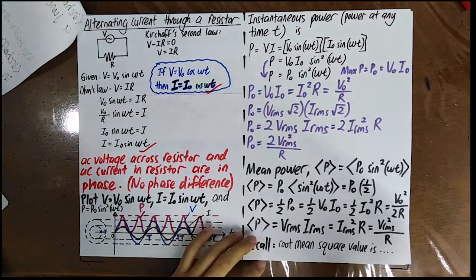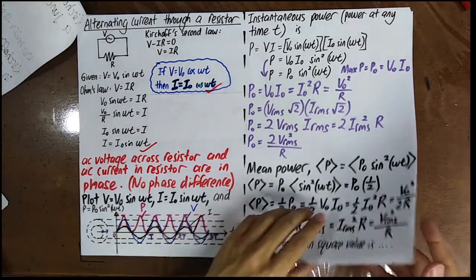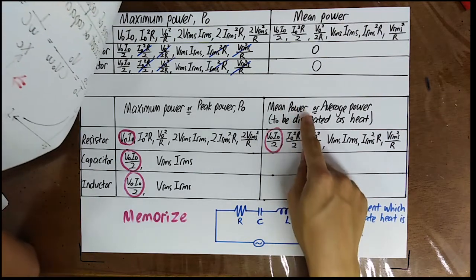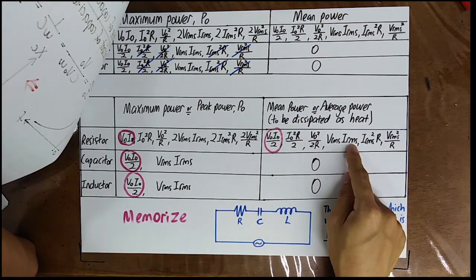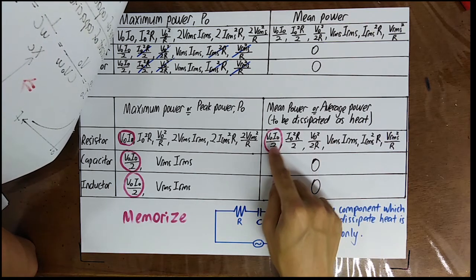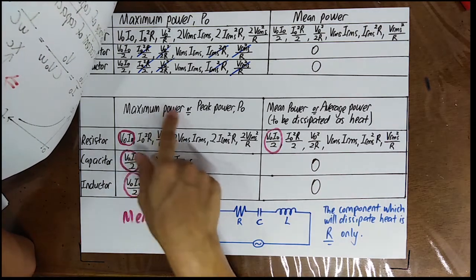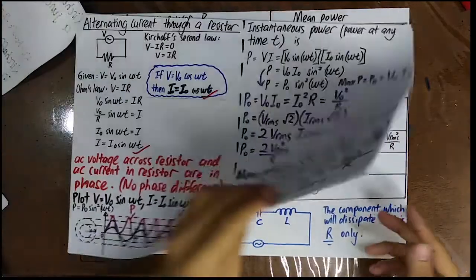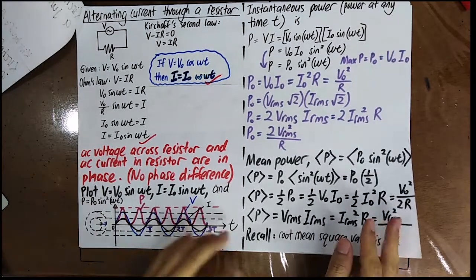So now you need to remember these two because they really often come out in the examination. That means you need to remember the mean power of the resistor is Vrms Irms. Or you can also express it in terms of V0 I0, which is V0 I0 over 2. Then the maximum power of the resistor is V0 I0. Okay, so now we continue.